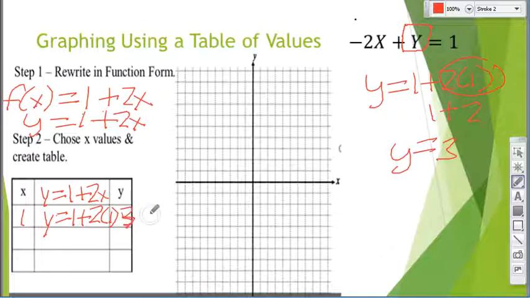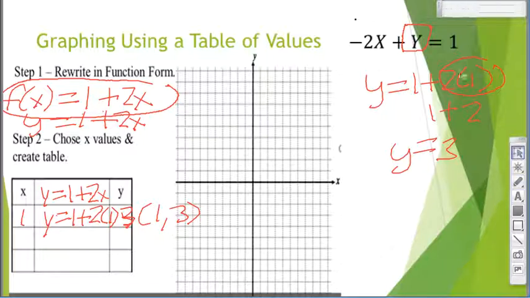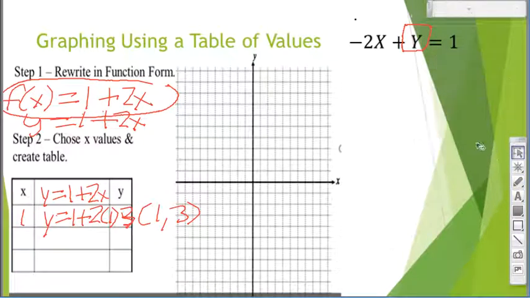So that gives us a point of 1, 3. We know that this point 1, 3 is on this line. And in order to graph this line, we need at least 2 points, but it's always a good idea to find at least 3 points whenever you're graphing using a table of values, because any 2 points will graph a line, but by finding the third point, you can make sure that you have done your table of values correctly. So let's go ahead and look at the next one.